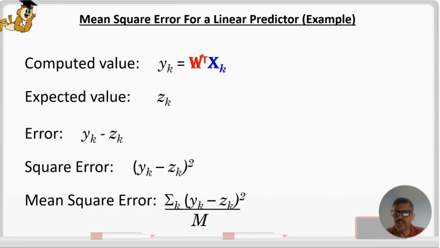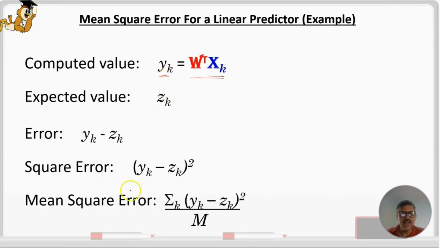Let's take a very specific example of a linear predictor. This is slightly different from the linear classifier that we talked about. But in a linear predictor, the computed value yk is simply W transpose times xk, the input vector xk. So each coordinate in the feature vector is going to be multiplied by a weight. That is our model of a linear predictor to give the output value y.